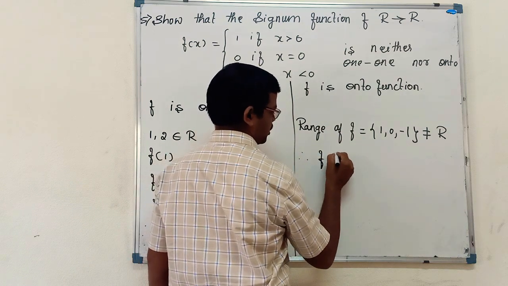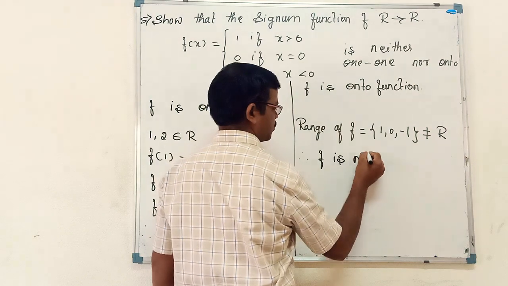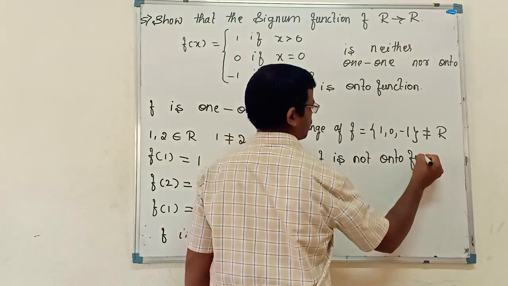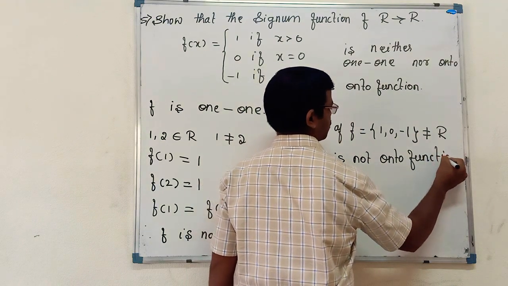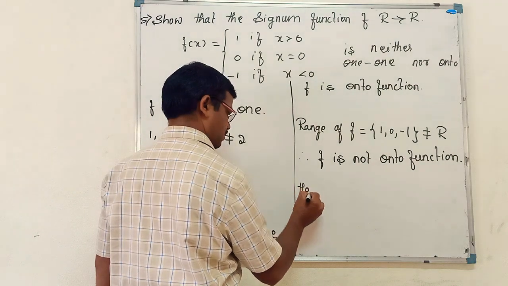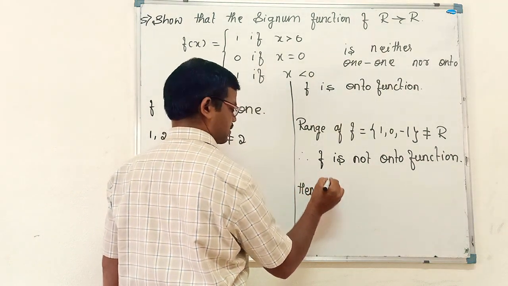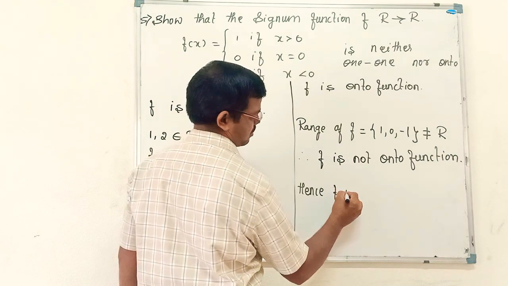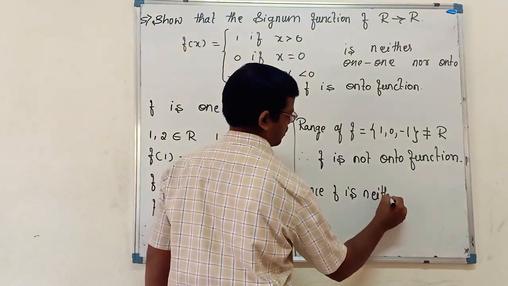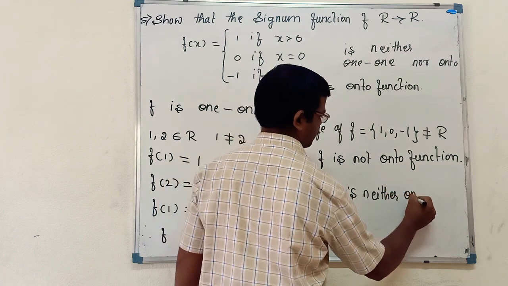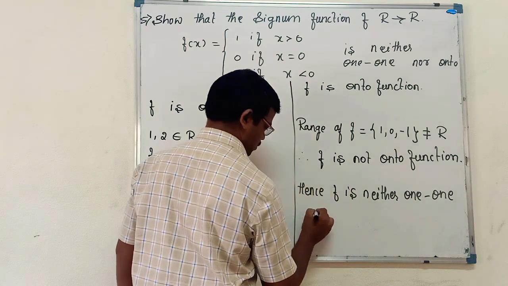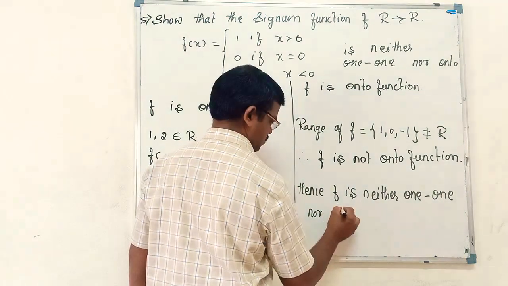Therefore, f is not an onto function. So hence f is neither 1-1 nor onto.